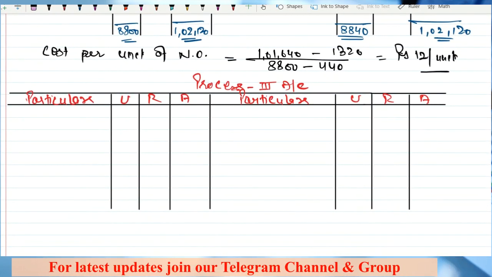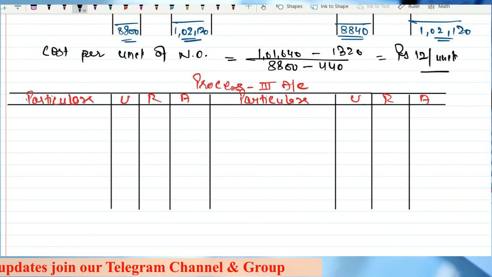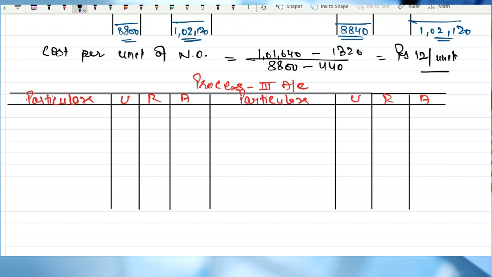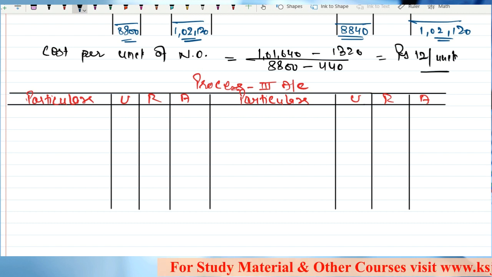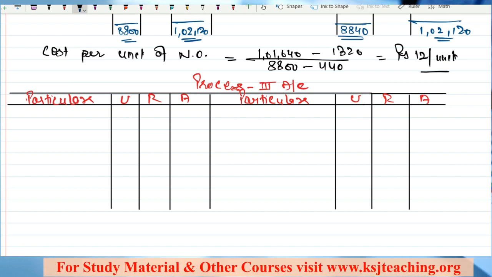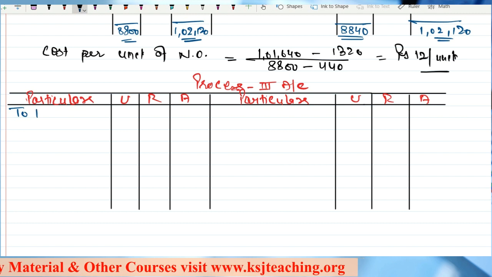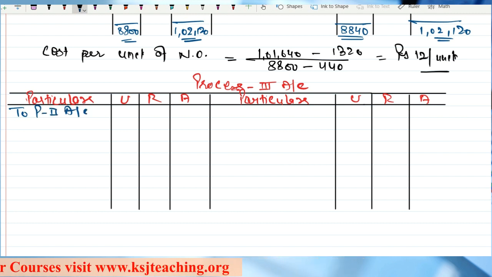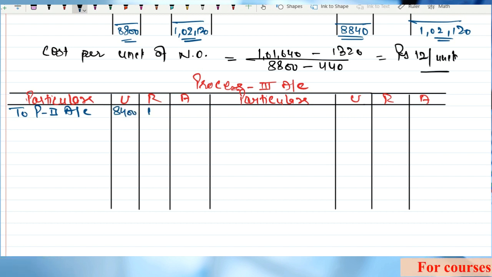See, in the process costing, I will say the basic format is necessary, right? You can skip the rate column or whatever you want, but do not skip it. This is the basic format that we all must follow, especially in case of process costing. Okay, so let's start with the first, to process 2 account. To process 2 account, how many units? 8400 units at the rate of 12 rupees.